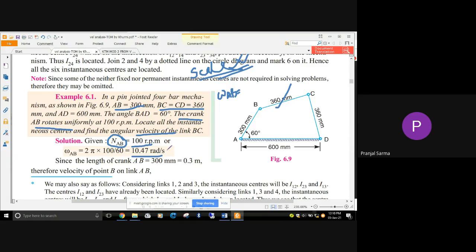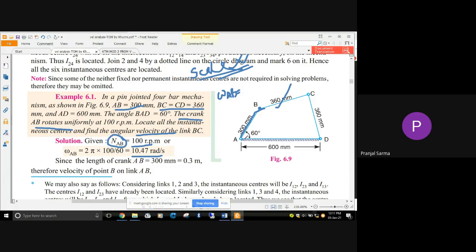So that is done. Next, we know that this point B is a point on this particular link AB, right? And we have got the length of this link AB. The lengths are already given. AB length is given as 300 millimeter, which is nothing but 0.3 meter if I convert it to meter. And from there I can utilize the basic formula for finding out the velocity.